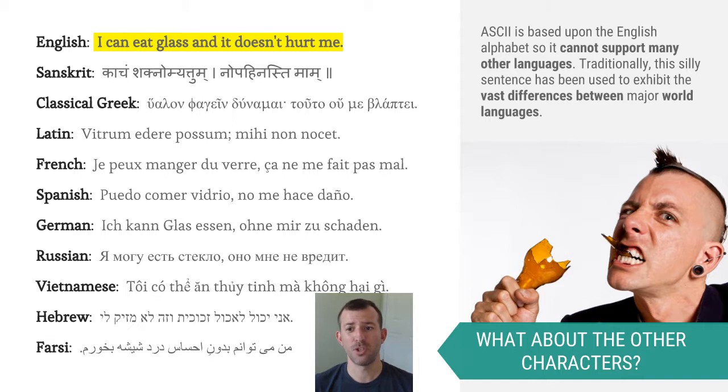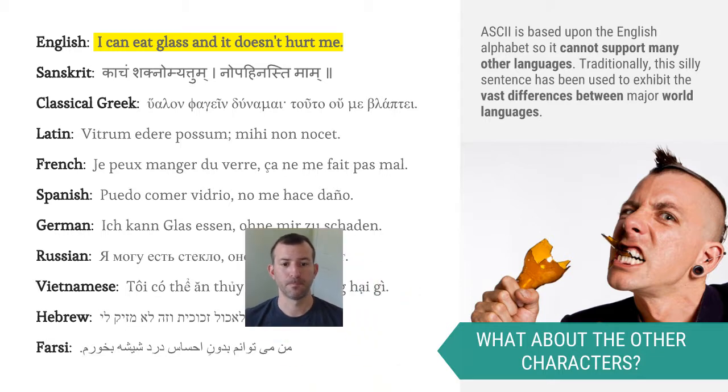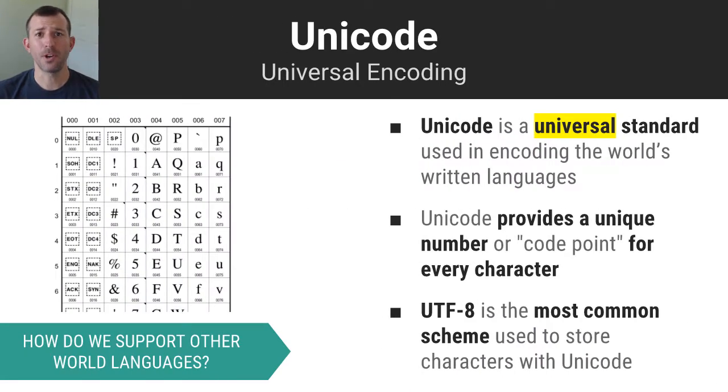This example shows you how the simple phrase, "I can eat glass and it doesn't hurt me," translates into some of the world's most popular languages. As you can see, we needed something more robust if we needed to be able to encode characters and symbols used throughout the globe. This is what Unicode does.